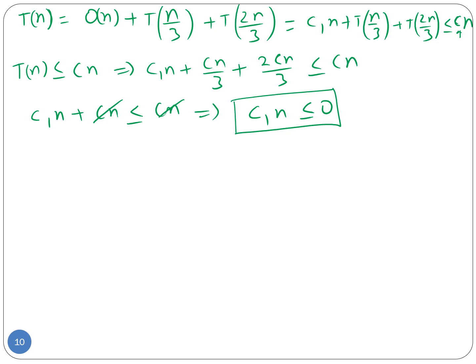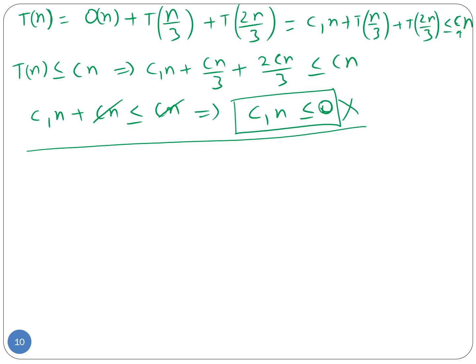Now, which is obviously a contradiction, because this c1n represents the linear time work that our algorithm is doing for, let's say, partitioning. Obviously the work that we are doing cannot happen in negative time. So there is no such positive value of c for which this inequality holds, right? So this is not linear based on our substitution method.